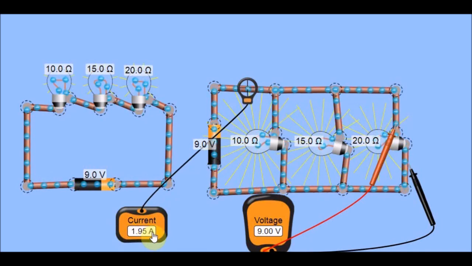If we add these 3 current values up, we are going to get what? 1.95 amps. So 3 things to note in resistors arranged in parallel: first, they are arranged side by side. Second, the voltage is the same across each of the resistors. And third, we have different current flowing through each of the resistors.